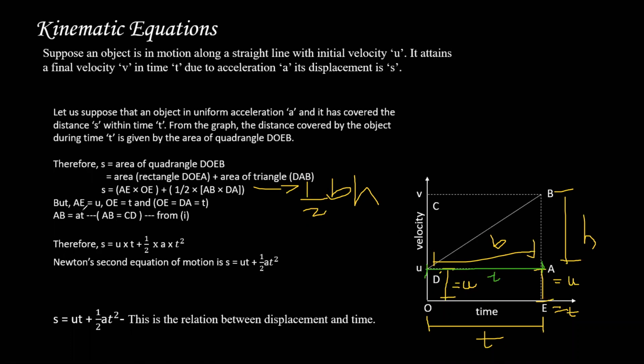So if you look over here now, we get the values, which I'm going to put in the equation, and we get something like this. S is equal to u into t plus half into a into t square, which is nothing but the second Newton's kinematical equation. Okay, so this is how it is.